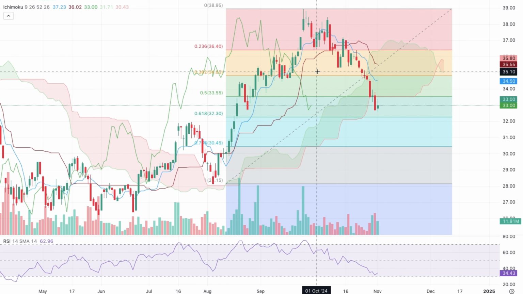So if you have ALI and you are thinking of adding more, you might as well hold it for now, meaning don't add more, because the price could either go up or down depending on where it breaks from this resistance or from this support.